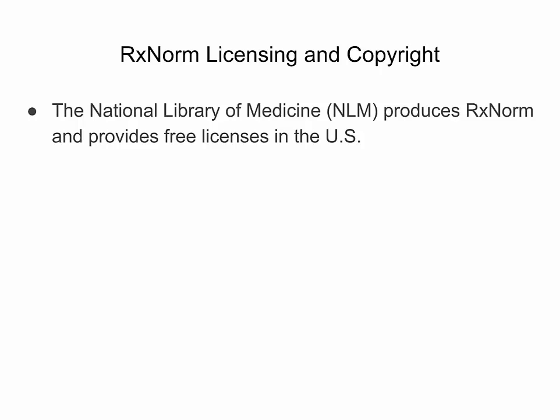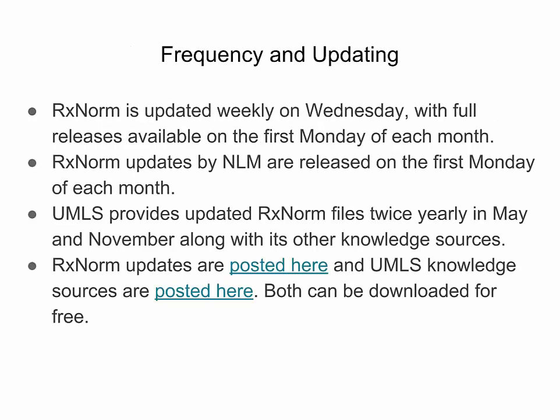The National Library of Medicine produces RxNorm and provides free licenses in the United States. RxNorm is updated weekly on Wednesday, with full releases available on the first Monday of each month. The UMLS provides updated RxNorm files twice yearly in May and November, along with its other knowledge sources. RxNorm updates are posted at the links on this slide, and the UMLS knowledge sources are posted on this second link, and both of them can be downloaded for free.